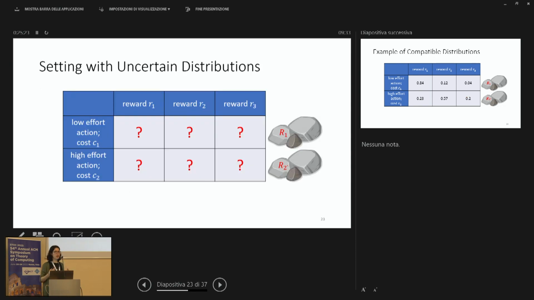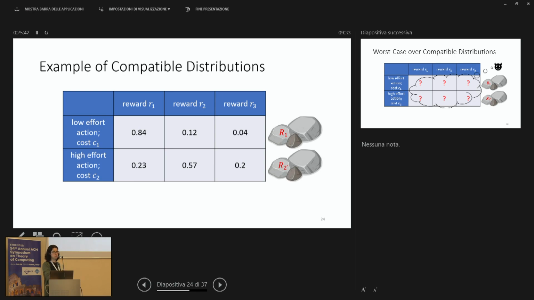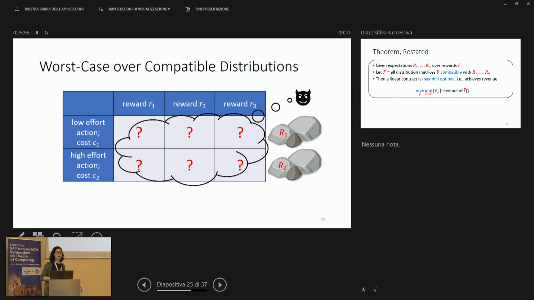Okay, so here's what I mean, to make the theorem a little bit more formal. Here's what I mean when I say setting with uncertain distributions. The expectations are set in stone. Okay, we know the costs, we know the rewards. What we don't know are the details, the actual probabilities. And when I say compatible distributions, what I mean is choosing these numbers such that if you compute the expectation of every one of the rows, you get these capital R_i, which are set in stone. You get the given expectation. And when I say worst case over compatible distributions, I mean that these numbers are chosen by an adversary.